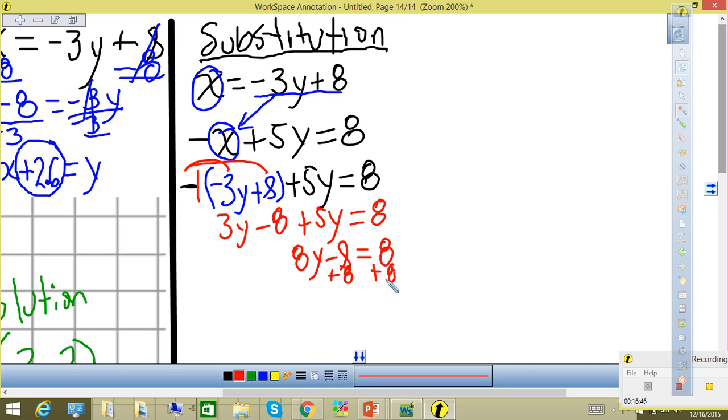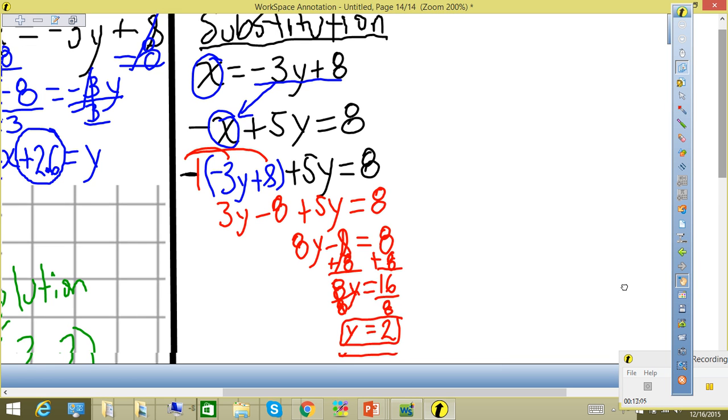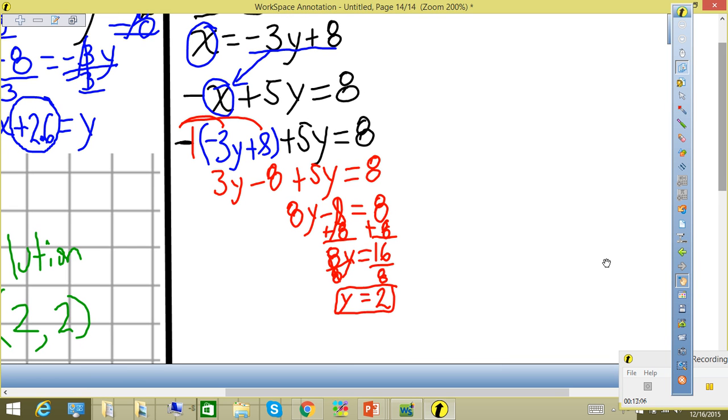Add 8, and then divide by 8, y equals 2. Okay, what do I do from there?